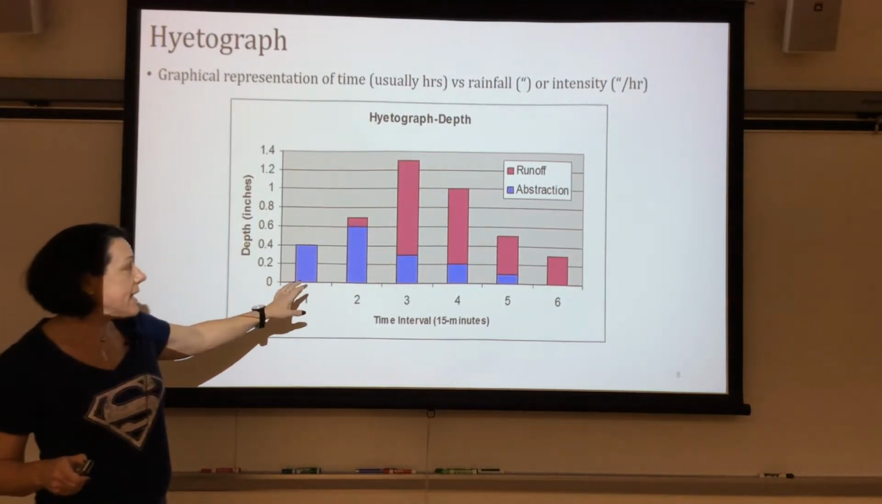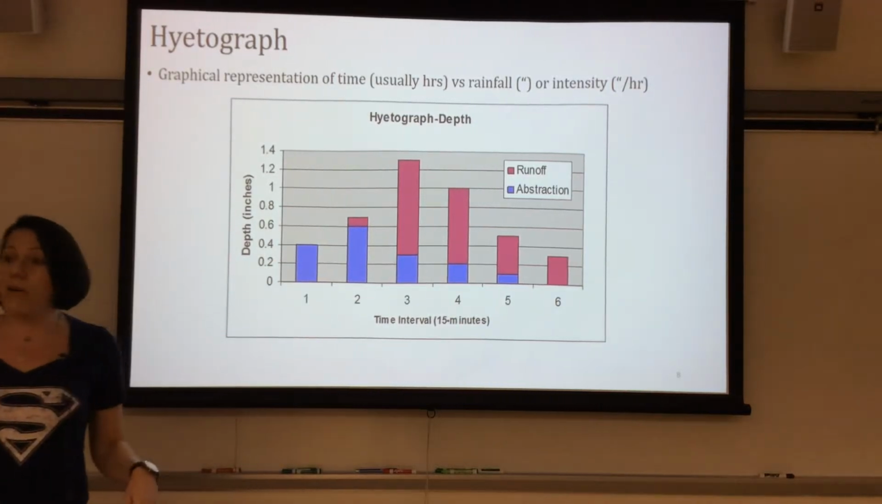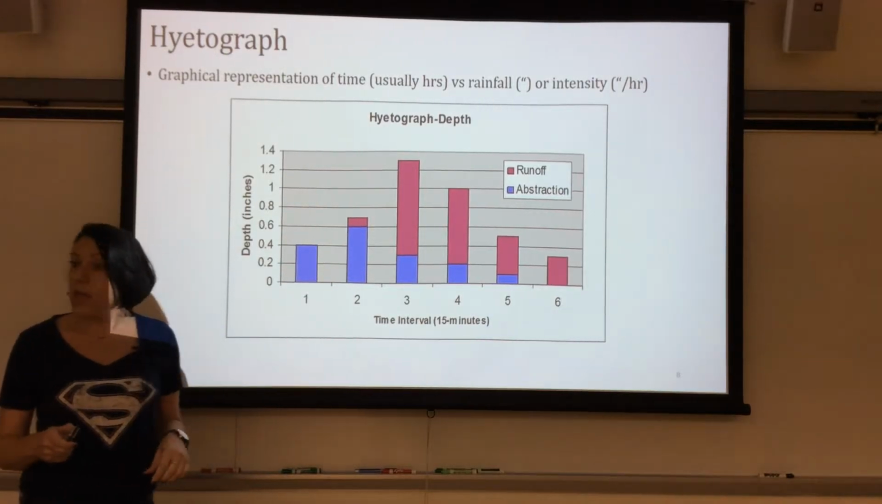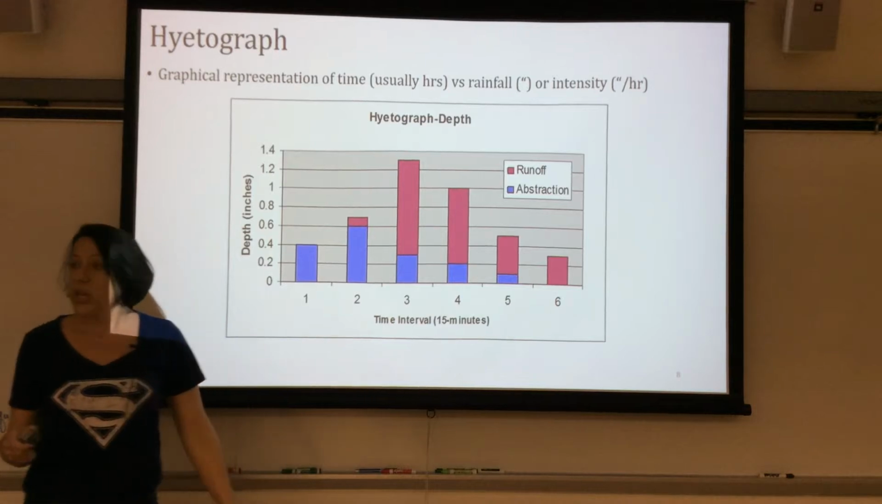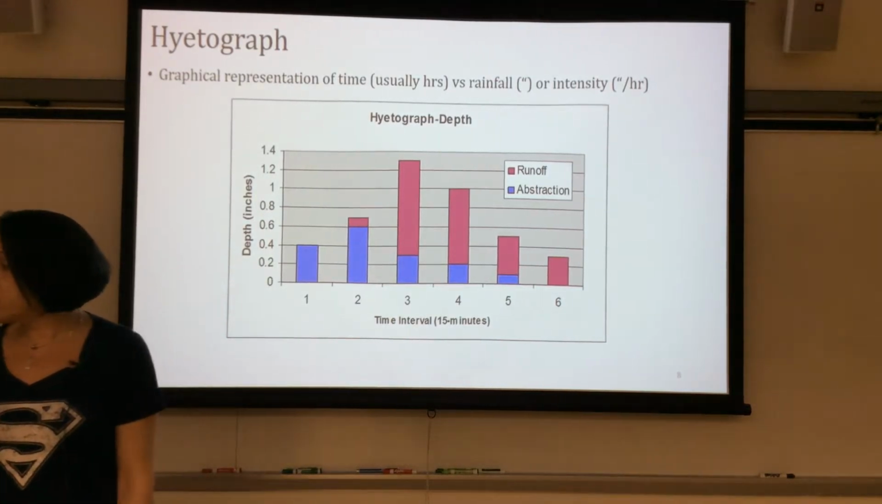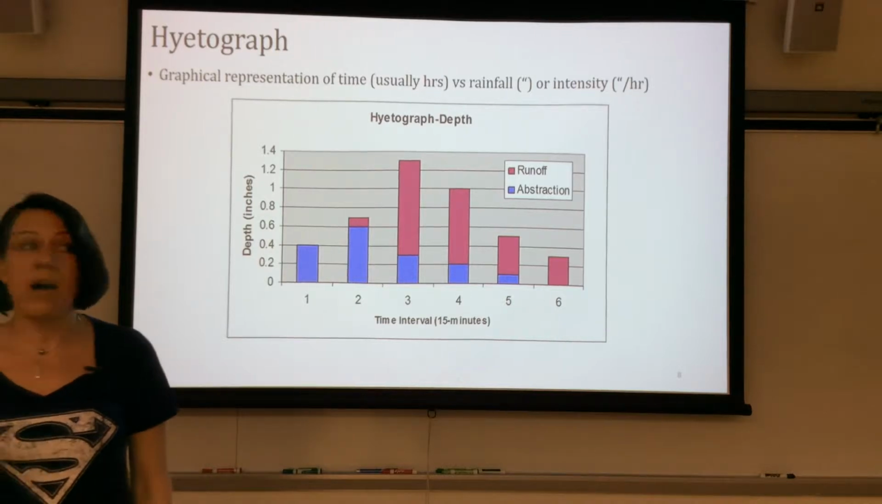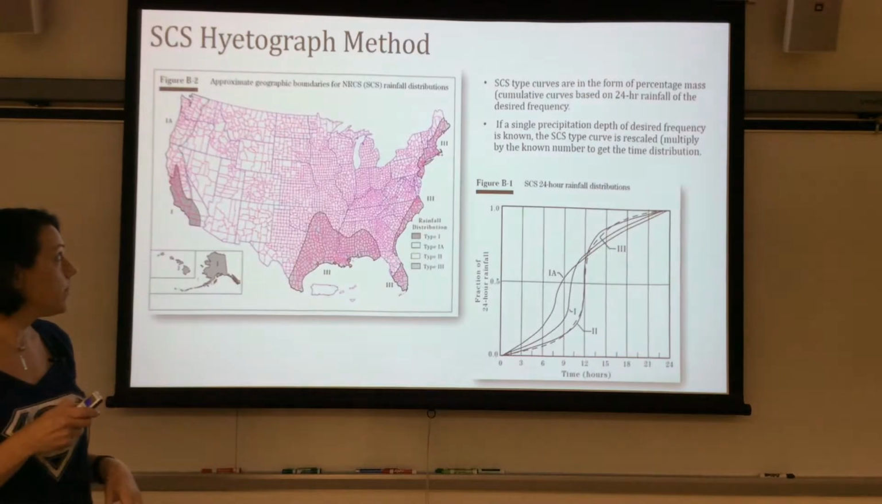What I said at the beginning is that the blue or magenta color is the runoff. So the whole thing is the rainfall, but then I have the abstractions, the bluish color. The magenta or pinkish color is the amount of rain that I actually have to work with in a hydrograph, that's actually going to run off my watershed.